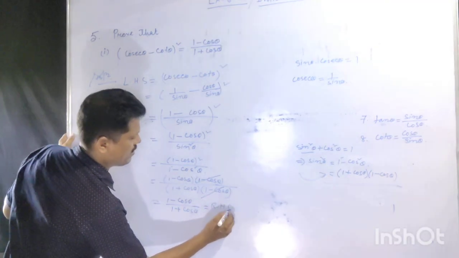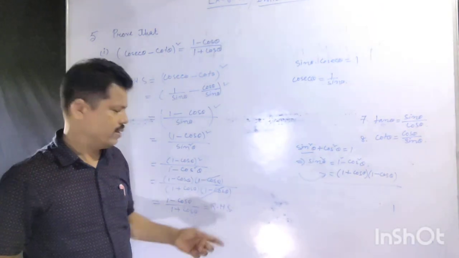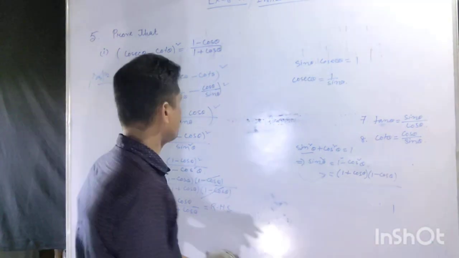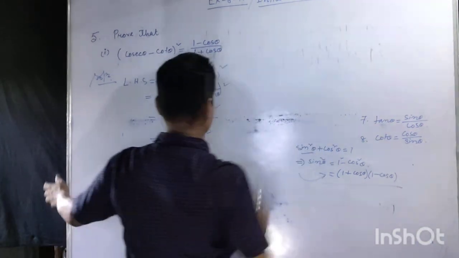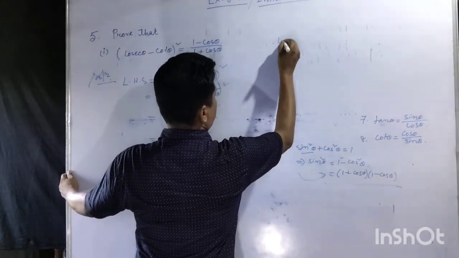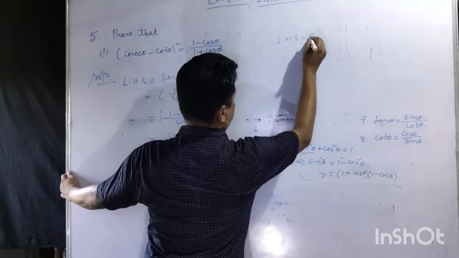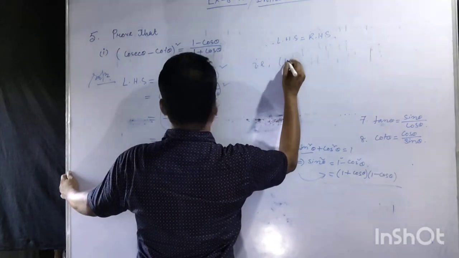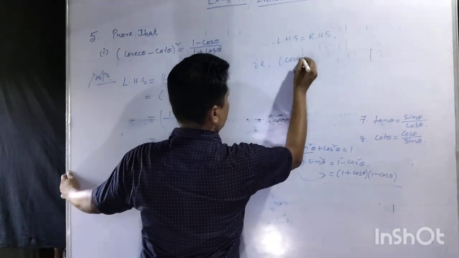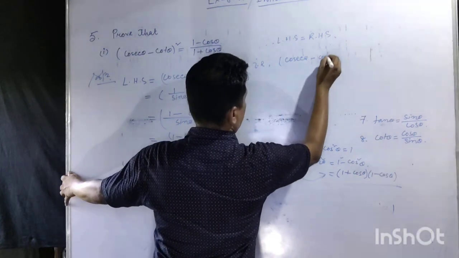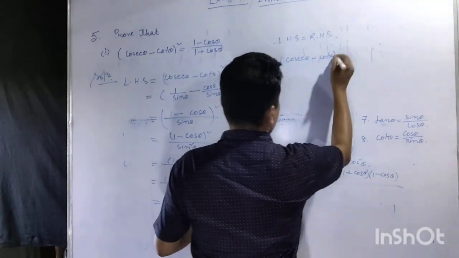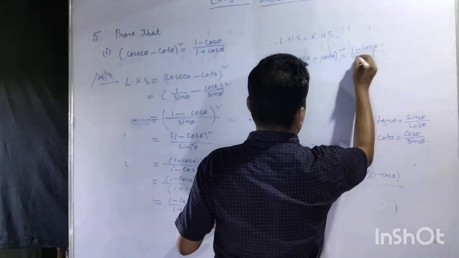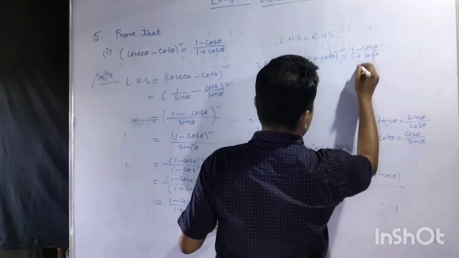So left hand side is equal to right hand side. Therefore (cosec theta minus cot theta) whole square is equal to (1 minus cos theta) by (1 plus cos theta). Hence proved.